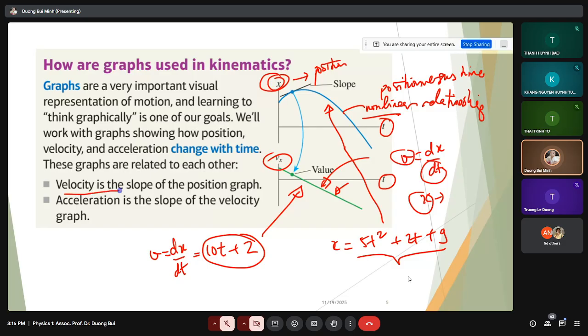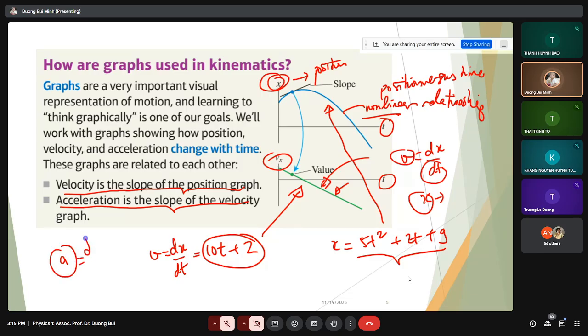So velocity is the slope of the position graph. Acceleration is the slope of the velocity graph, right? So when we calculate a as the derivative of v, velocity, with respect to time, you can get d square x over dt square. We take the second derivative of x with respect to time, and you get acceleration. Any questions so far?